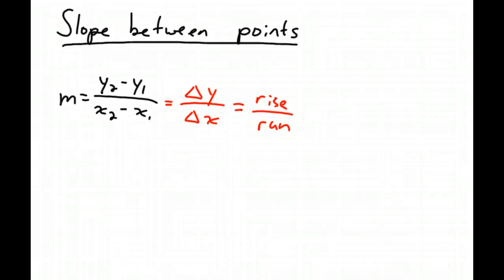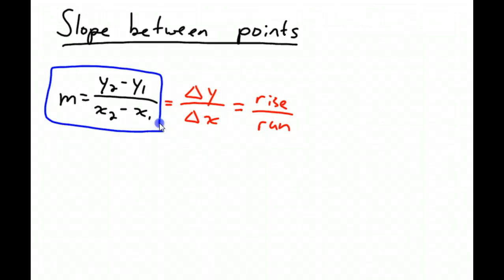Slope, this is your formula. You're going to have to know this. y2 minus y1 over x2 minus x1. Basically, it's the difference of these slopes, which is exactly what the next one says. This delta just means difference. So difference of the y's over the difference of the x's.